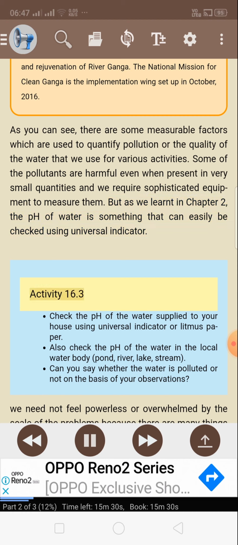Activity 16.3. Check the pH of the water supplied to your house using universal indicator or litmus paper. Also check the pH of the water in the local water body, pond, river, lake, stream. Can you say whether the water is polluted or not on the basis of your observations?